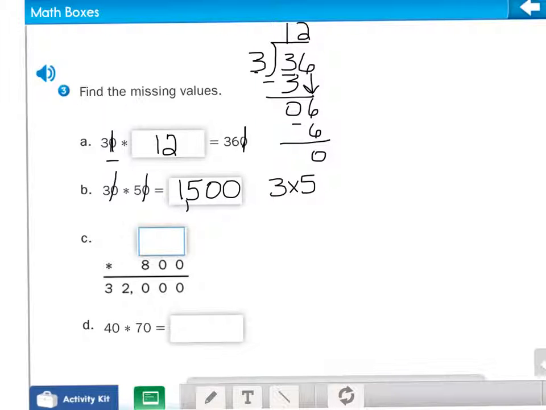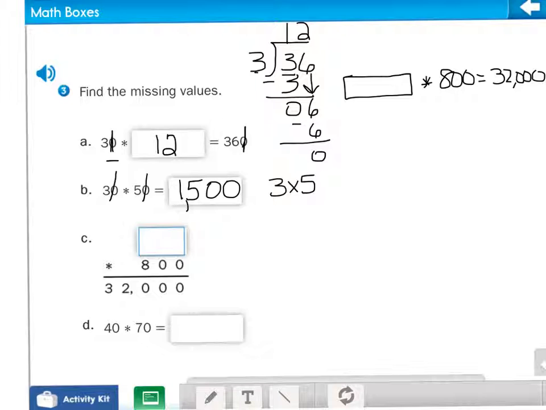For C, again, we're finding another number that I'm multiplying by 800 to give me 32,000. All they did on C was write it a little bit different than A, but it's the same type of problem. So if it makes it a little bit easier for you, you could rewrite that like A, box times 800 equals 32,000. Okay, but again, it's the same problem.